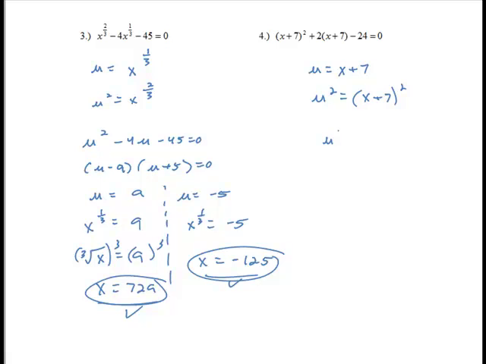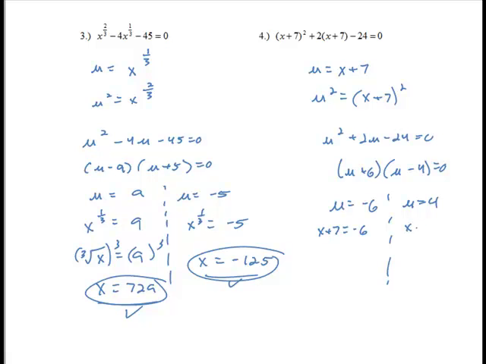So if we substitute these values into the equation, we can solve it right away by factoring. It factors into u plus 6 times u minus 4, giving us two values for u. U is equal to -6, u is equal to 4. Now we just go back and solve for x. We set u equal to x plus 7, so substitute it back in to both of these equations, giving us x is equal to -13 and x is equal to -3.